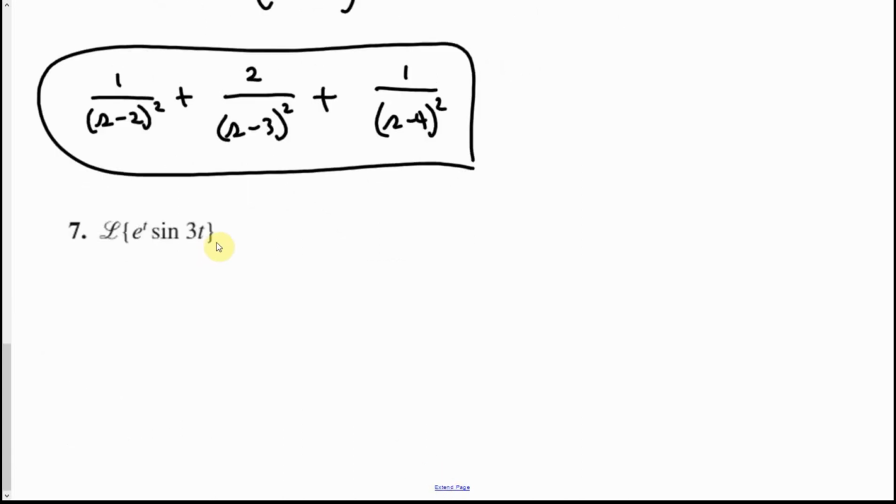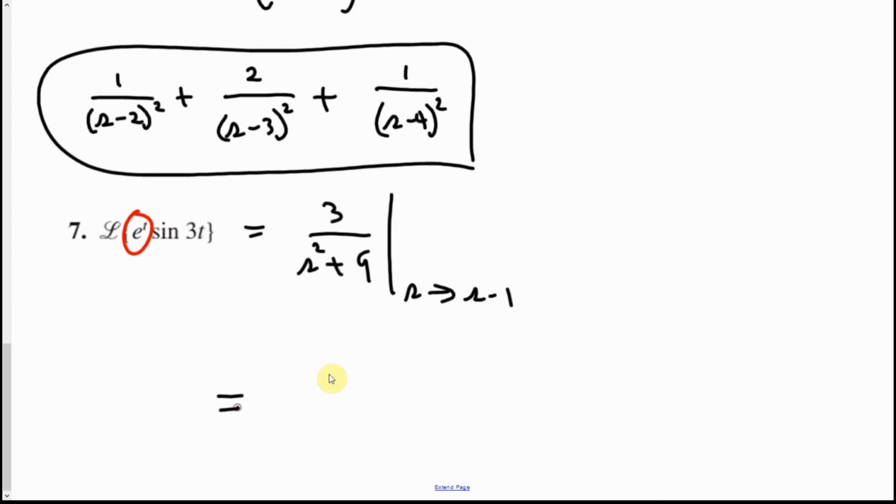So this one here, let's take the Laplace transform of sine 3t. Well, that becomes 3 all over s squared plus 9. But here, s goes from s to s minus 1 because of this term there. So this is 3 over, wherever I see s, I'm going to write s minus 1. So this is s minus 1 squared plus 9.